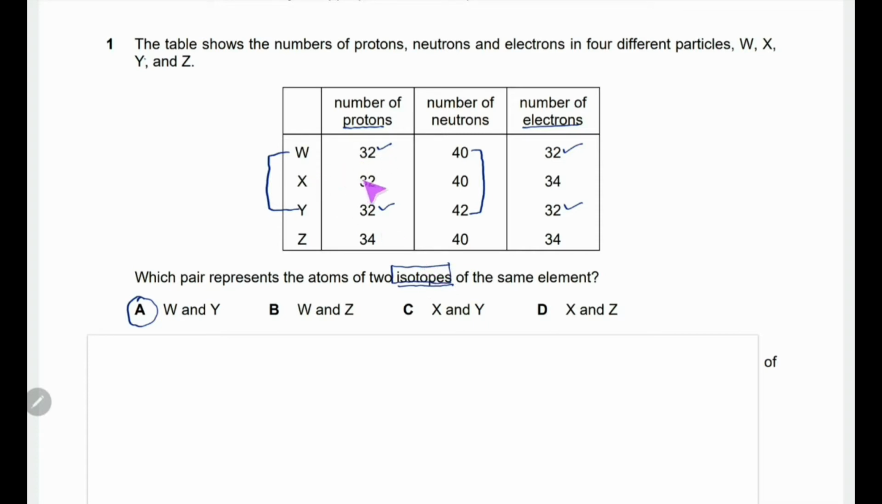If you see X, it has 32 protons. W also has 32 protons, and Z, okay. So does it mean that they are isotopes? No, over here we are getting 32 electrons, and they never mentioned that it is an anion or cation, they just gave us a table. So the correct choice is choice A.